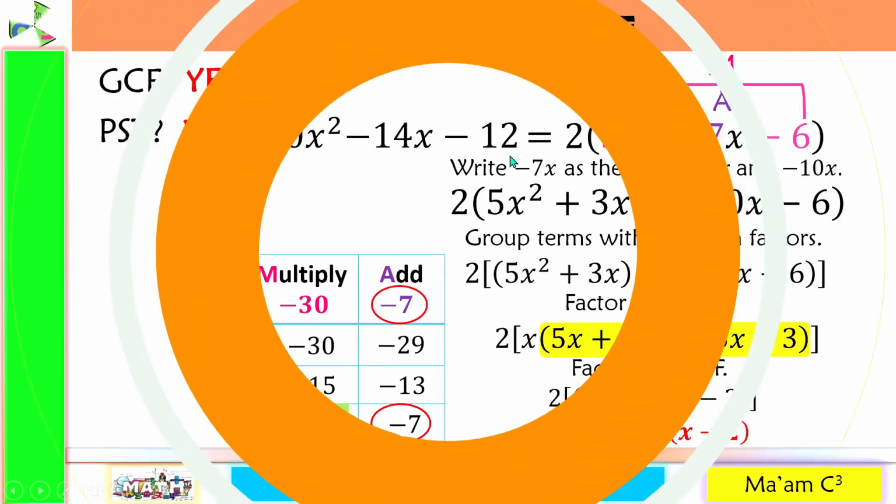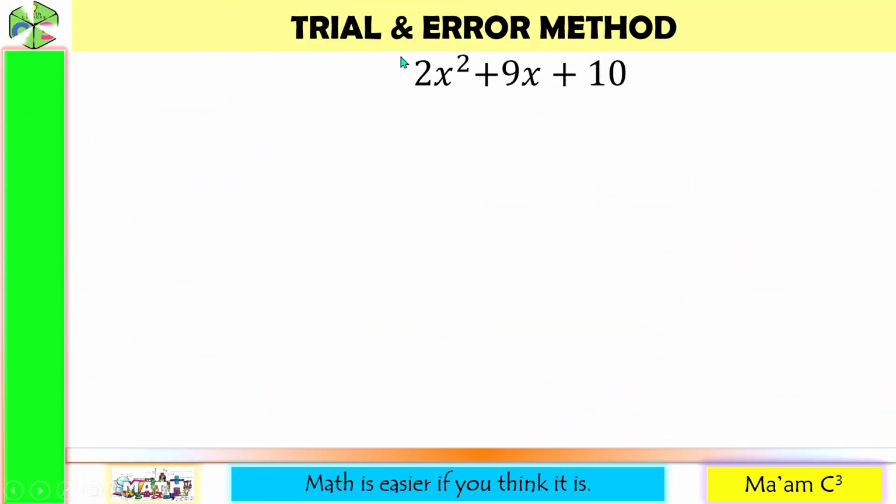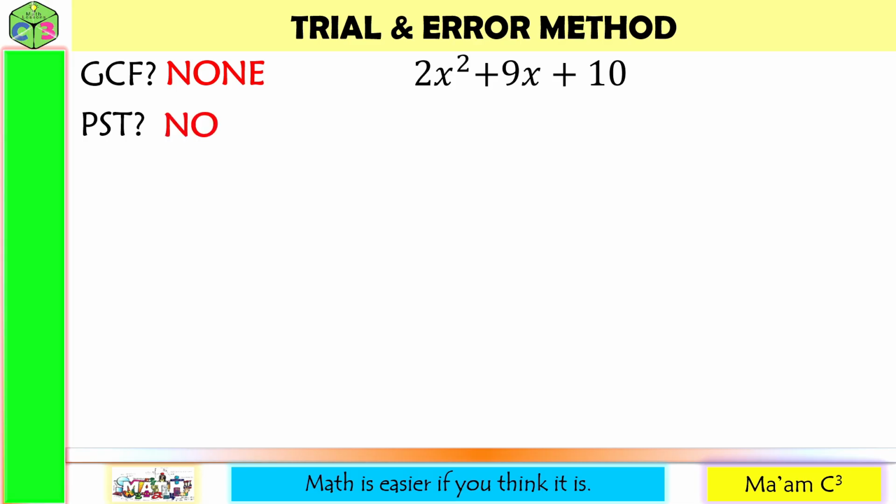This time, I'm going to teach you another method, the trial and error method. I do not recommend this because it is so tedious, but still I'm going to show it to you. So we have here 2x squared plus 9x plus 10. Again, first question, is there a GCF? 2, 9, and 10, there is no common factor, so the answer is none. Next, this is a trinomial, so let us take a look if this is a perfect square trinomial. Is it? The square root of 2 is not exact, so no, this is not a PST.